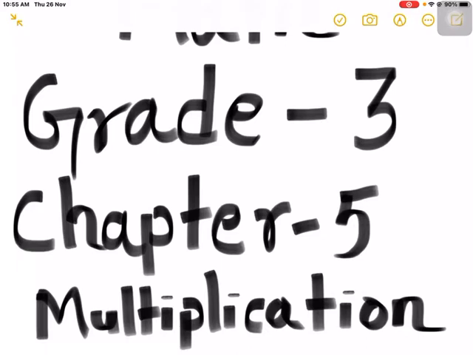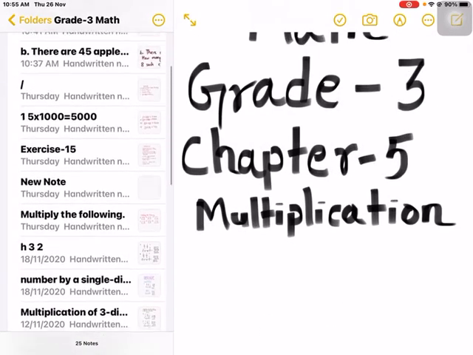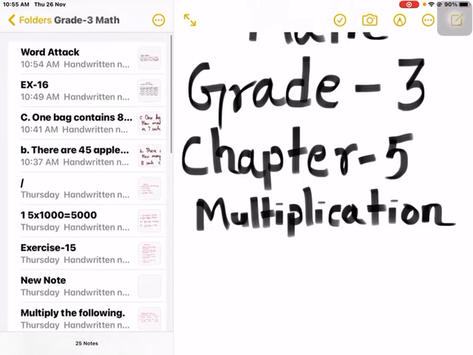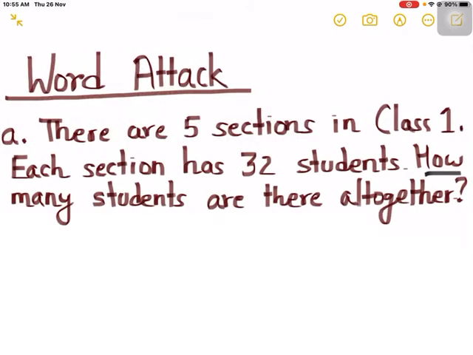Today in our math class we are in chapter 5, that is multiplication, and today we are going to solve word problems which is given in our textbook from page number 79. Okay, and I have written here the question already. Now let's read the question.